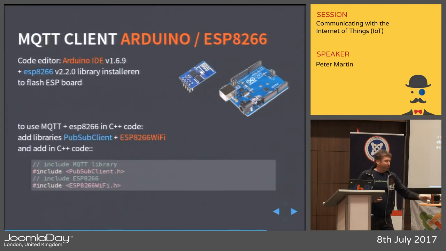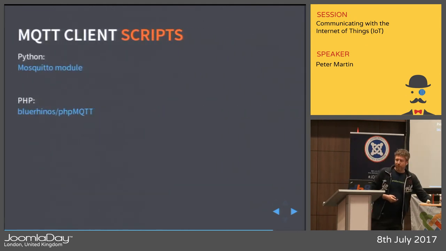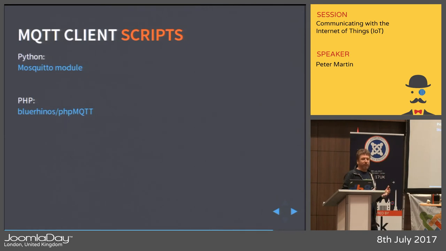Finally, you have the devices. For the devices, you need the Arduino IDE to program them, but you also need some libraries, so the chips in it know how to communicate with MQTT, but also know how to use the Wi-Fi chip in it. And finally, you also have some scripts for PHP, etc.